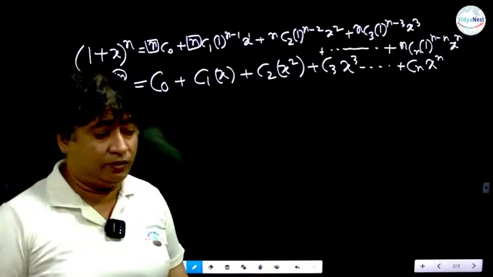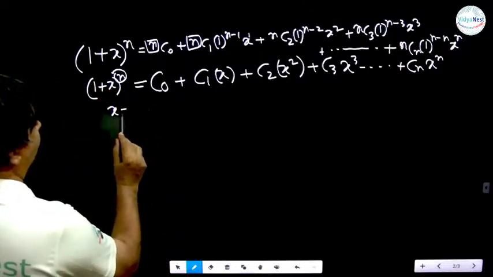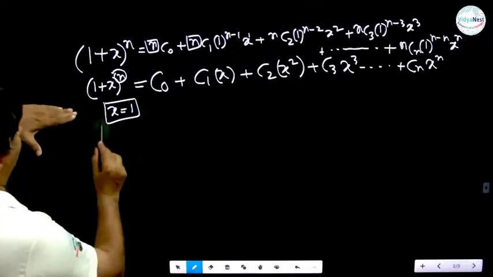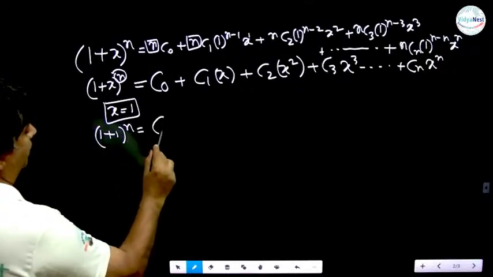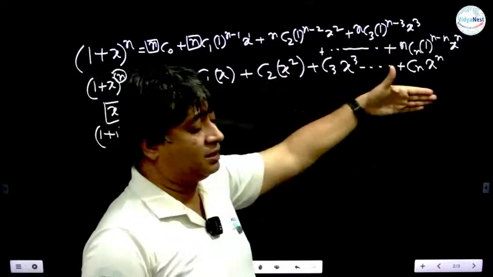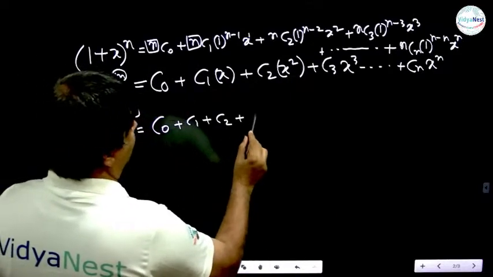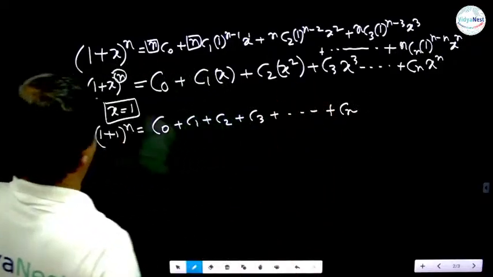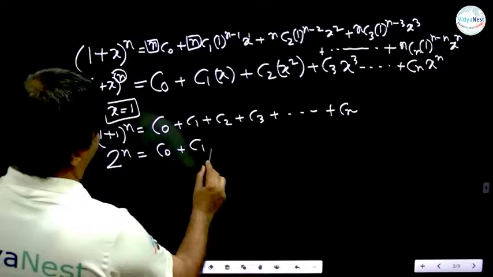Now if I put x is equal to 1, what will I get? You got the idea before. I will get (1 plus 1) whole to the power n, and in each of these x, if I put 1, I will get the sum of the coefficients of the expansion. So that is 2 to the power n.